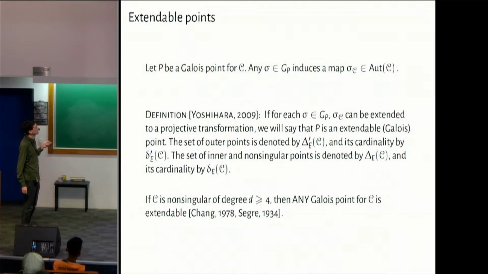And the sets of extendable outer and inner points will be denoted just as before, but with an index E. So if a curve is non-singular of degree at least 4, any Galois point is extendable. This follows from a classical result of Segre, which was later strengthened by Hefez.